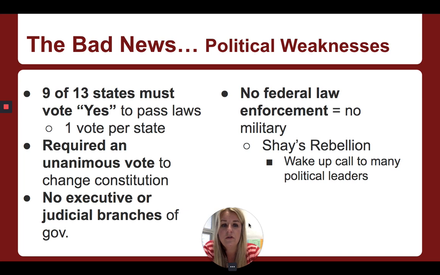Also, no federal law enforcement. What that means is no military. There's no U.S. military under the Articles of Confederation. Individual states had their own local militias, but because there's not one overarching U.S. military, if something were to happen in the country, it would be up to individual states to volunteer their troops to do that.